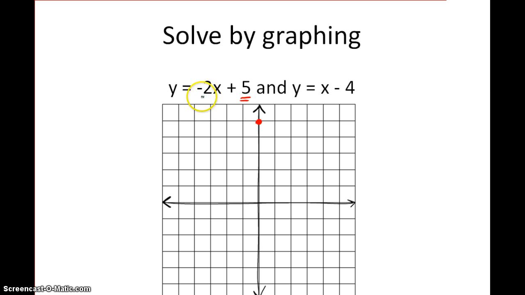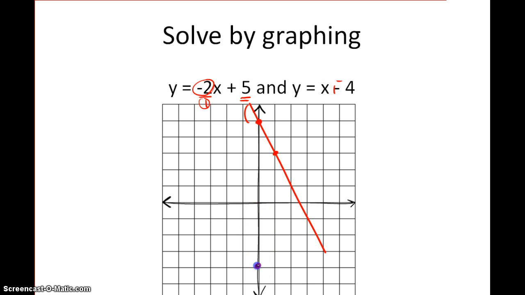The slope is -2, and we can think of that as the rise over the run, so -2 is down 2, and a run of +1. So the top number is the rise, the bottom number is the run. Now I'm going to take a straight edge and connect those 2 points. So there's the line.